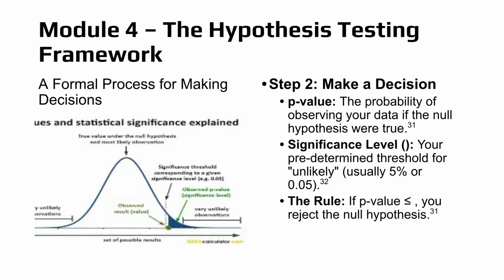Slide explaining the p-value and significance level. So how do you decide between them? The null or the alternative? We use the p-value. The p-value is the probability of seeing your results if the null hypothesis were true. We compare this to our predetermined significance level, usually 5%. The rule is simple. If the p-value is less than or equal to our significance level, we reject the null hypothesis.